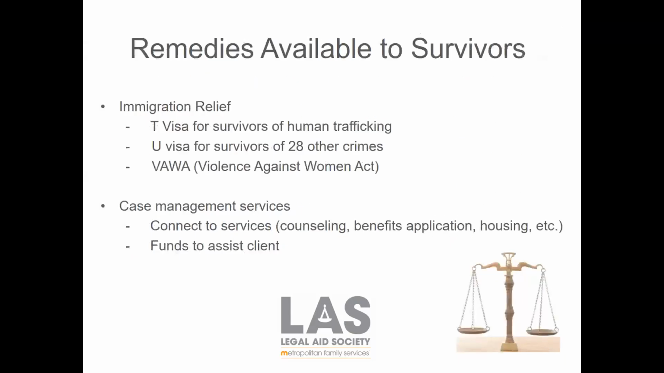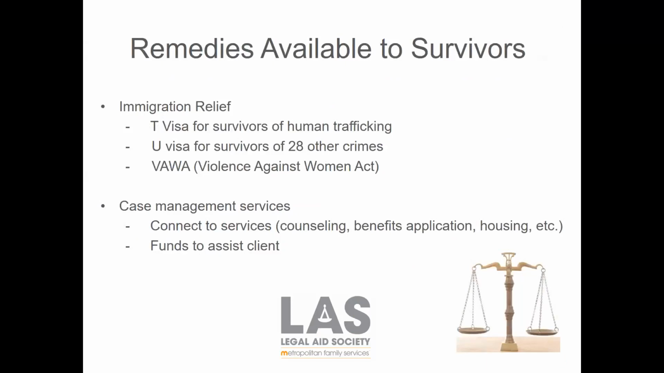Furthermore, there is immigration relief possibly available to survivors of human trafficking. For example, there may be a T visa eligibility for a survivor. The T visa is strictly for survivors of human trafficking. The U visa, which is for immigrant victims of crime, may also be available to a victim.